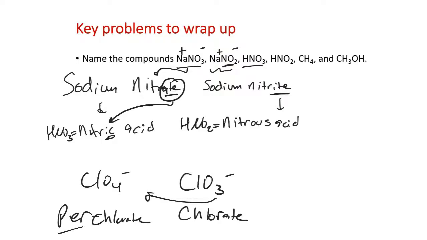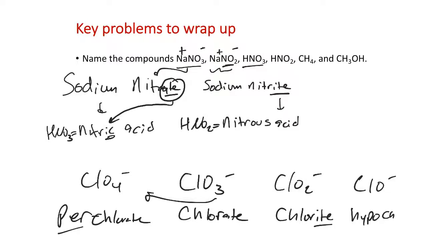And then if you lose the O, like we said before with nitrate, we should know that that's chlorite, the ITE ending. If you lose another O, go to ClO minus, and that's hypochlorite. So we got two ITEs, two ATEs, a per and a regular, and a hypo and a regular. And then you can imagine the same thing happens if we have bromine or iodine for the other halogens. Fluorine doesn't form these types of oxyanions, like chlorine, bromine, and iodine do.